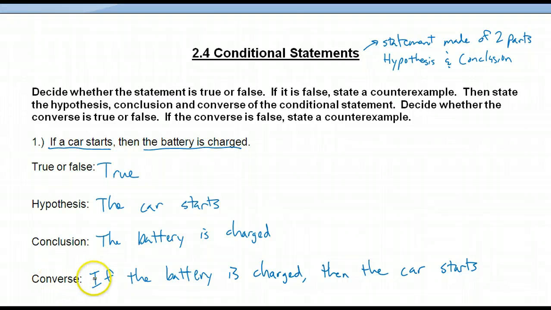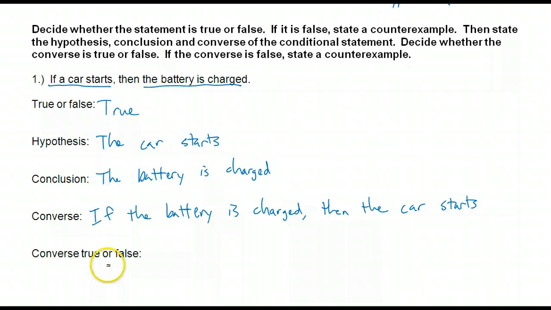Is this converse true or false? Well, can we have a car with a charged battery that doesn't start? The answer is, yeah, I can have a car that doesn't start that has a charged battery. So is this converse true or false? Well, this converse has to be false. And if it's false, we have to come up with a counterexample. A counterexample is one example that makes the hypothesis true, but the conclusion false.